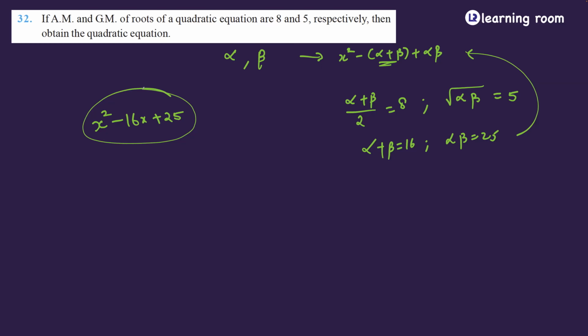So whenever you want arithmetic mean, it is sum. Geometric mean, it is product. Last problem.